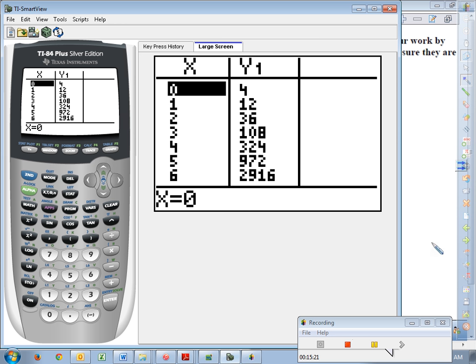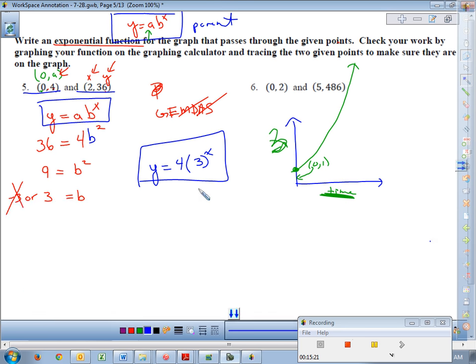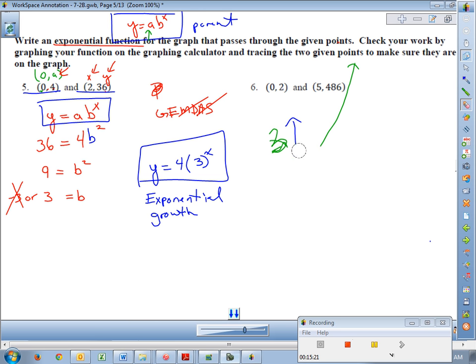One more thing I'd like us to put, because our homework asked it: exponential growth or exponential decay. What is this situation? Please spell exponential correctly. E-X-P-O-N-E-N-T-I-A-L. It's exponential what? Why is it growth? Base is more than 1. Feel good with that? That was an exponential growth situation.